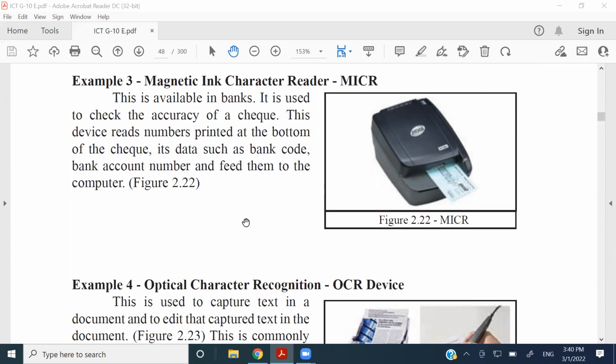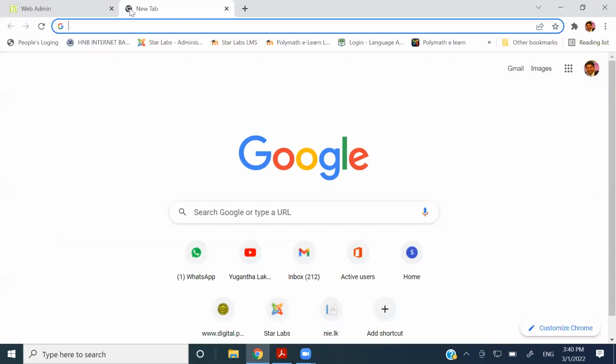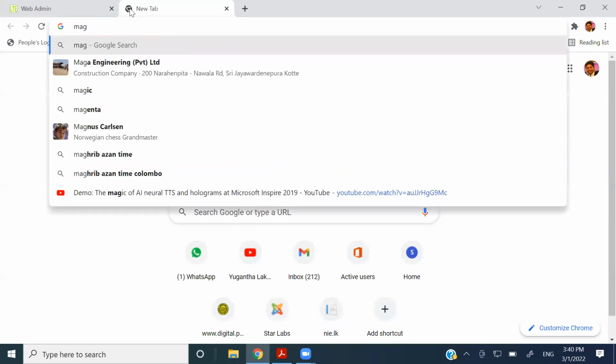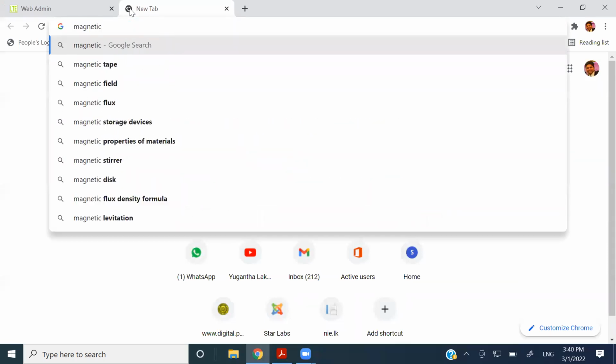So I told you there are some specific characters written in magnetic ink at the bottom of the check leaves. I think I didn't show you the magnetic ink, right? So let me show you the magnetic ink.